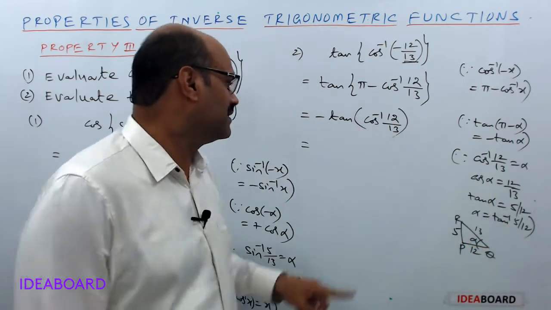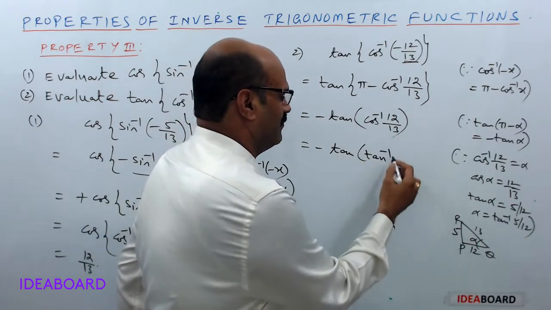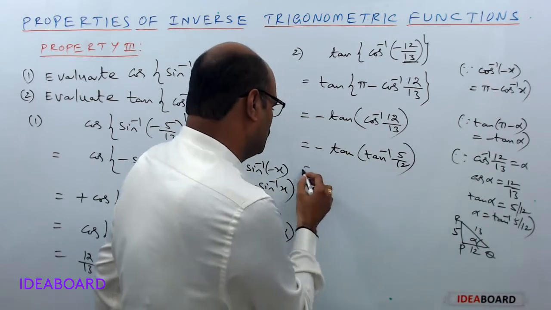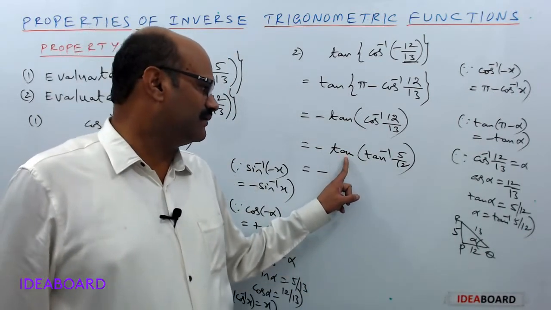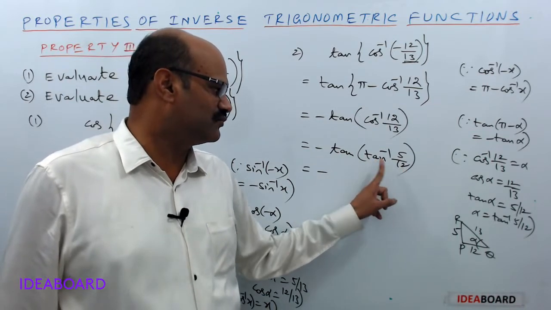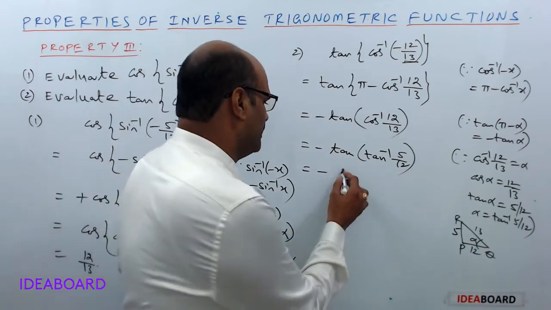So here we have minus tan of tan inverse of 5 by 12 equal to minus, we know that tan of tan inverse of x is always equal to x. So it becomes minus 5 by 12.